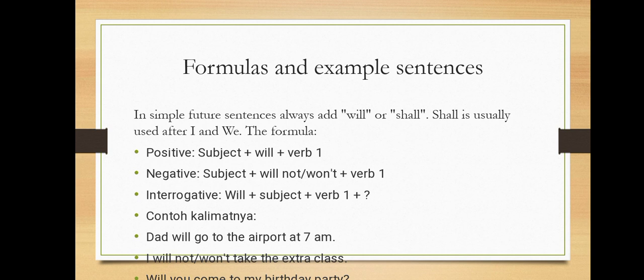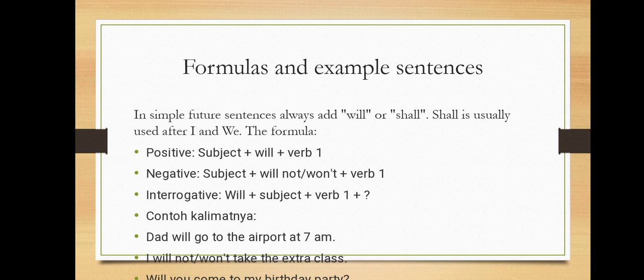Next, formula and example sentence. In simple future sentences, always add will or shall. Shall is usually used after I and we. The formula: positive, subject plus will plus verb 1. Negative, subject plus will not or won't plus verb 1. Interrogative, will plus subject plus verb 1 plus question mark.